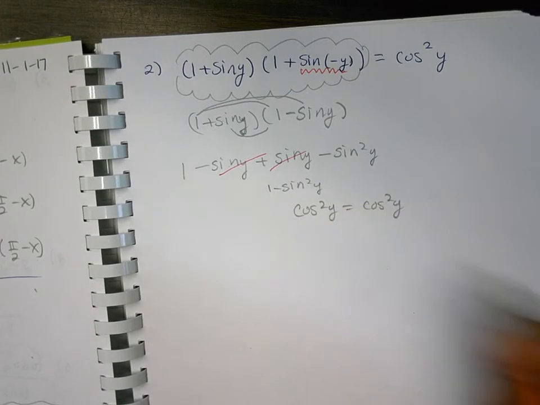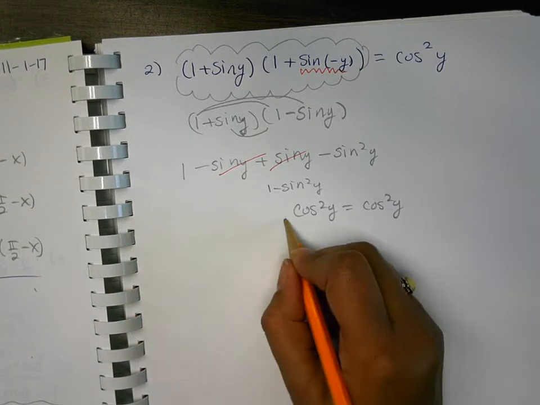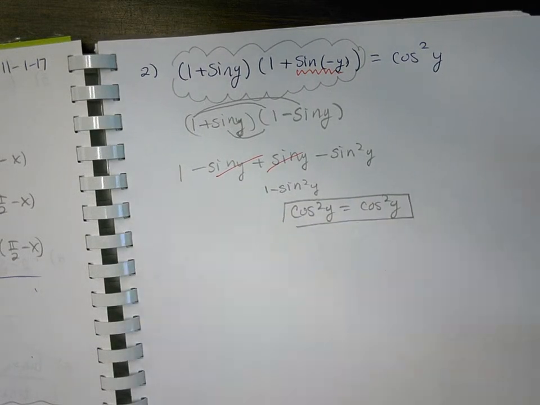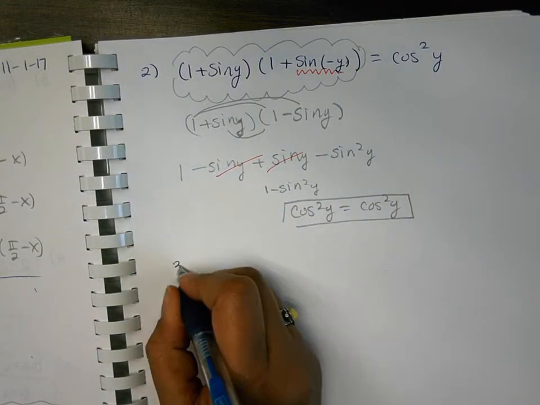Wait, so there's a 1 and then minus sine y, sine squared y. Okay, yep. We're good? Yeah. Okay, number 3.